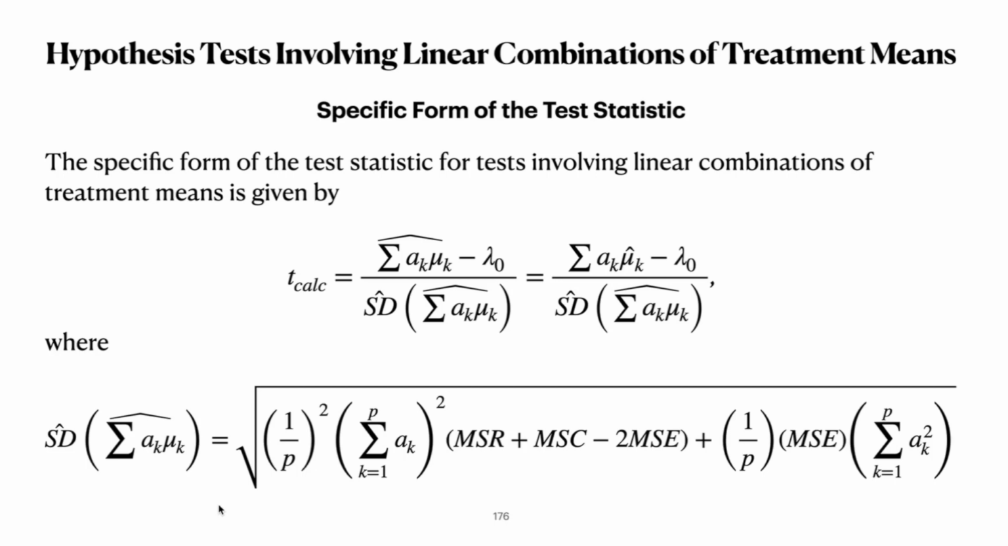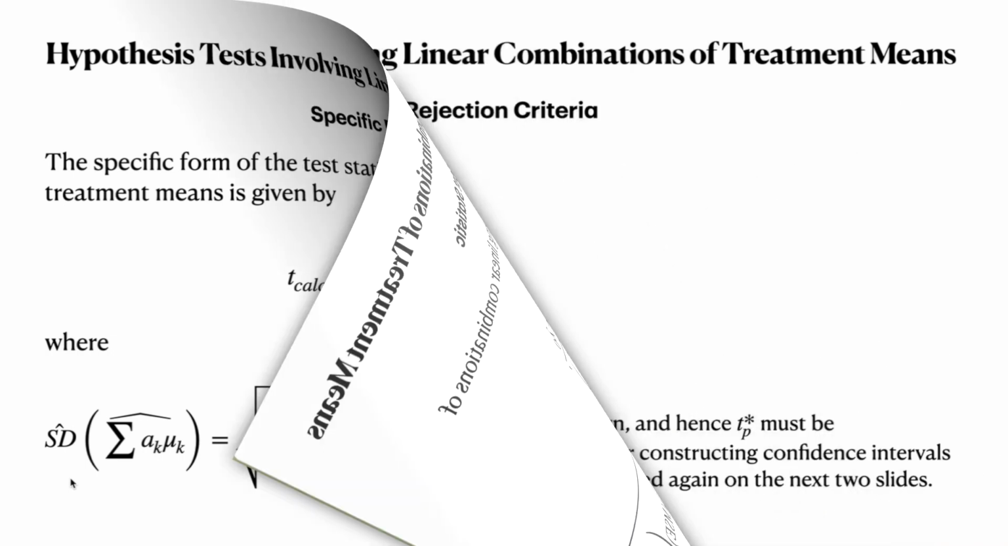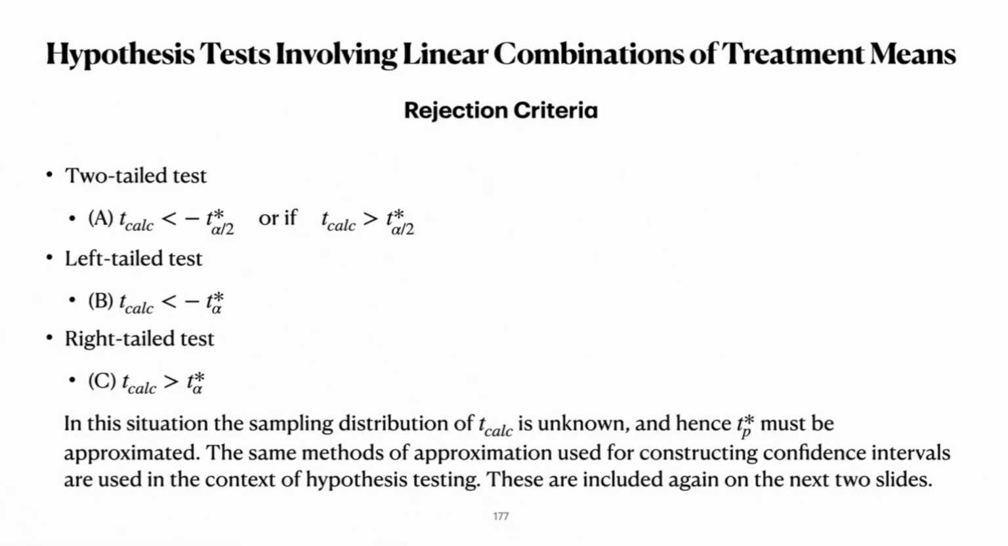So you can see here that it involves the sum of the a sub k's squared. Let me be very careful how I say that. It's the square of the sum of the a sub k's, and it also involves the sum of the squared a sub k's. In addition, it involves not only the MSE, but also the mean square for rows and the mean square for columns.